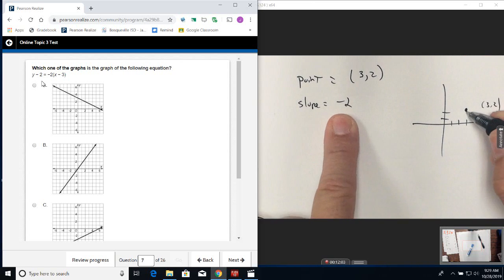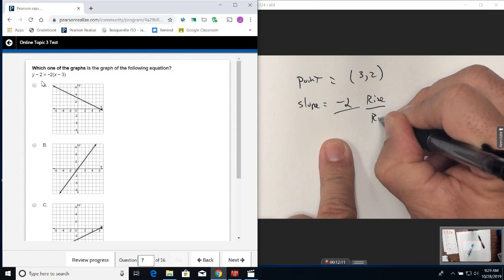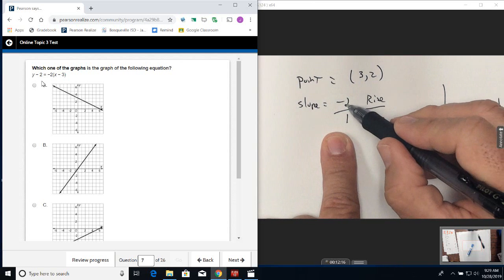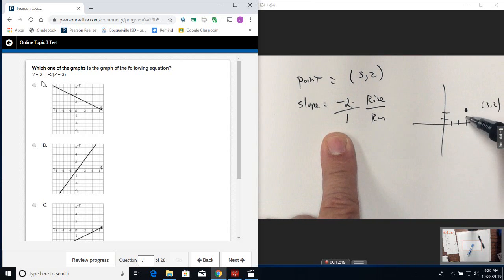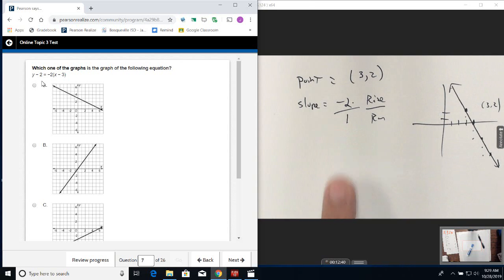And then use the slope to find other points, which my slope is -2, which is what? What is my rise over my run? Well, -2 over 1 is equivalent to -2, so I'd have to go down 2 units, and then to the right 1, and there's another point on the graph. Right? And then I could go down 2 more, to the right 1, down 2, to the right 1. I could find points all day long, and then connect those with a straight line. Got it? So that's what my graph should look like.